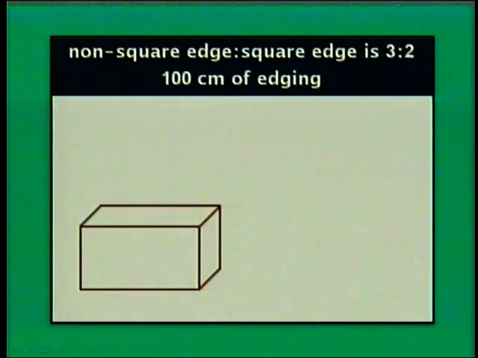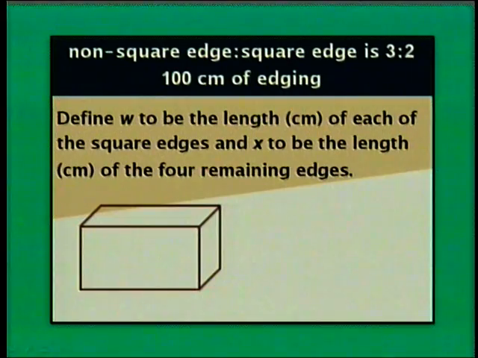Well, I've gone ahead and had the computer pre-sketch a representation of this cube-like box to help us think through the problem. First thing we need in order to think through the problem is two variables. Let's define W to be the length in centimeters of each of the square edges, and X to be the length in centimeters of the 4 remaining edges. So in my picture, this side is going to have a length that we're calling W, and this side's going to have a length that we're calling X.